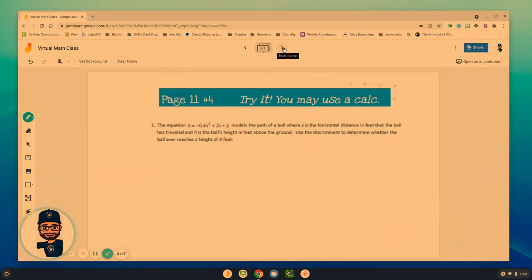Now, I'm still working out of the packet. I'm on page 11 and number 4. You may need to use your calculator on this one if you want to. You're probably going to have to because there's a decimal.